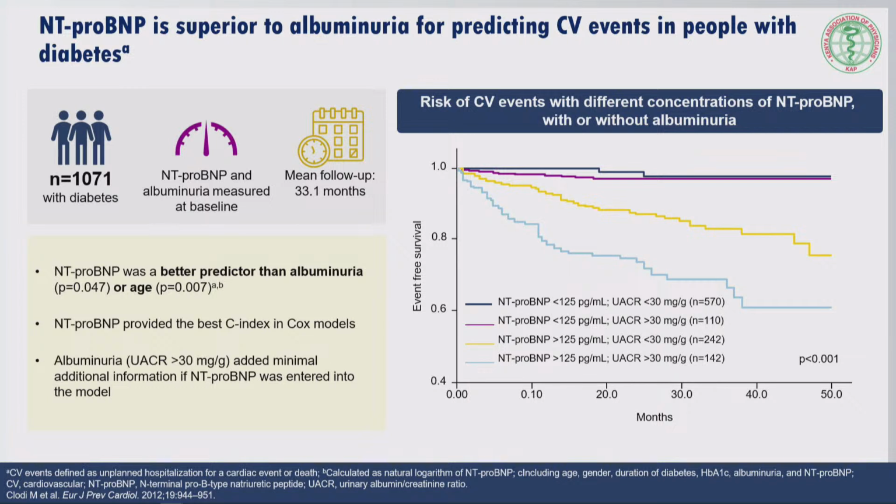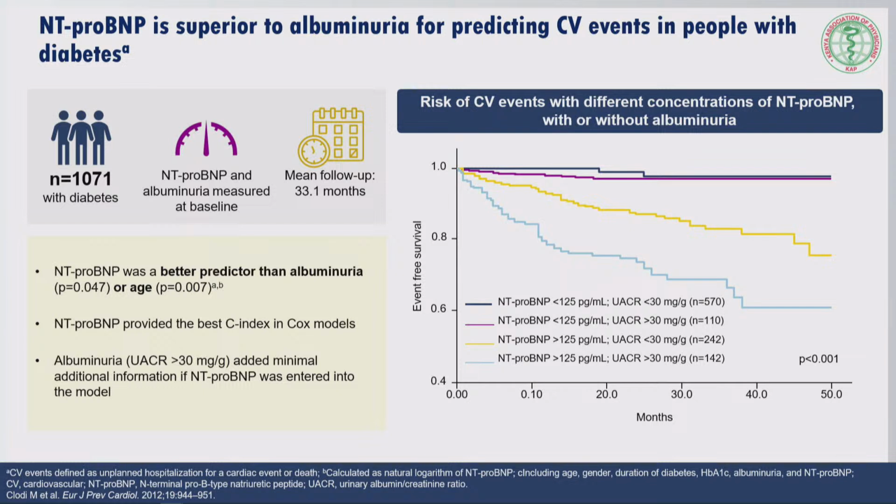What about albuminuria? We know most of these patients, by the time you have diabetic nephropathy, perhaps you'd also have some degree of diabetic cardiomyopathy. So what if you combined it and said head-to-head proBNP against albuminuria, which is what they did, and they followed up these patients for about 33 months.